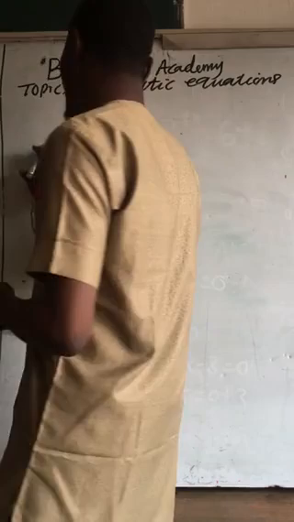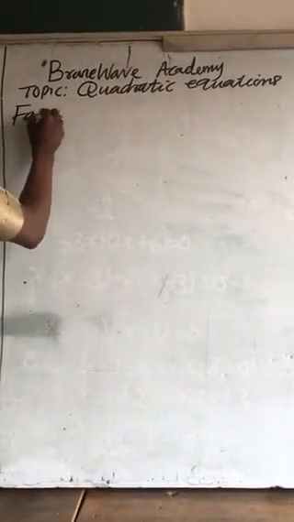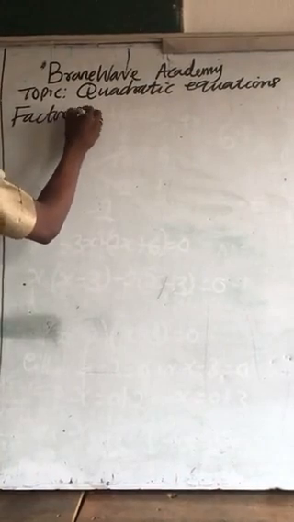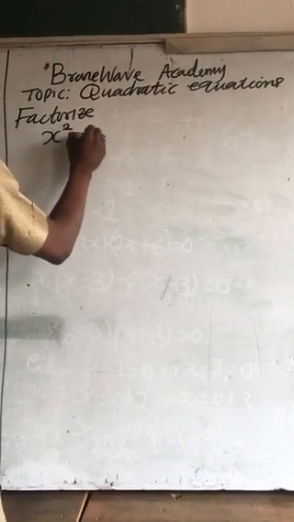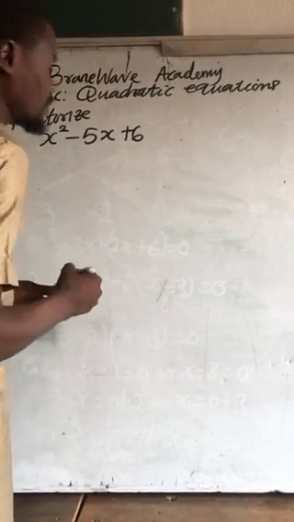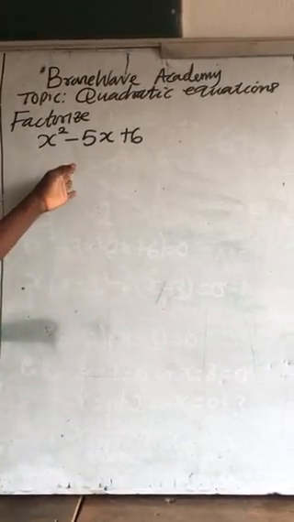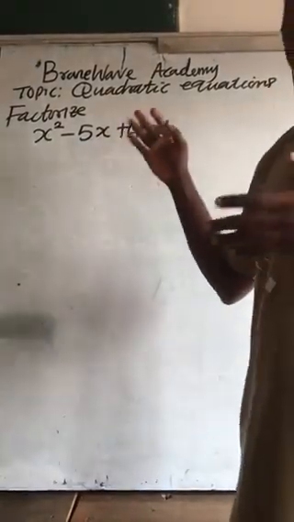Let me start from number 1. Assuming you're asked to factorize x squared minus 5x plus 6. Factorize x squared minus 5x plus 6. Learners will be thinking, what can I add to have 5? Then what can I multiply to have 6?